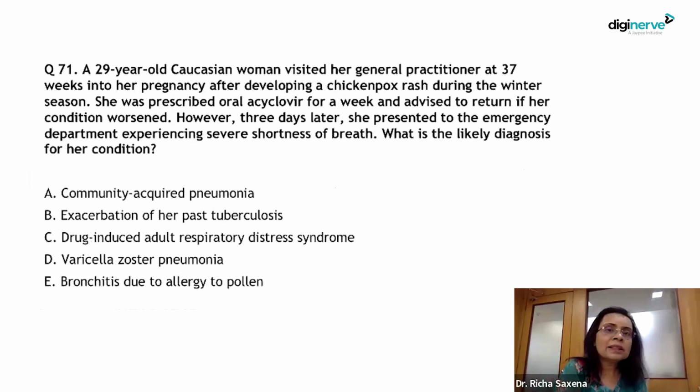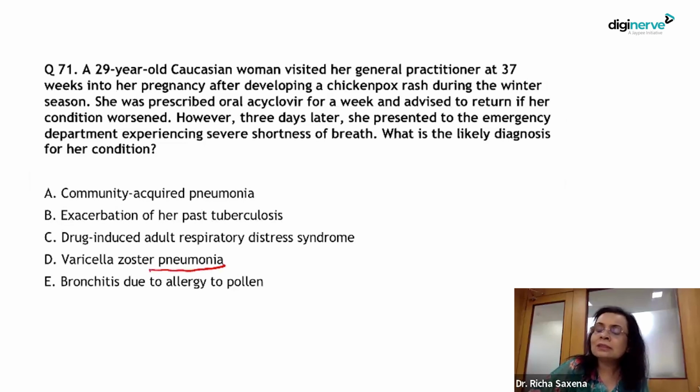A 29-year-old Caucasian woman visited her general practitioner at 37 weeks into her pregnancy after developing a chickenpox rash during the winter season. She was prescribed oral acyclovir for a week and advised to return if her condition worsened. However, 3 days later, she presented to the emergency department experiencing severe shortness of breath. What is the likely diagnosis for her condition? What's the likely answer? This is a varicella zoster pneumonia.